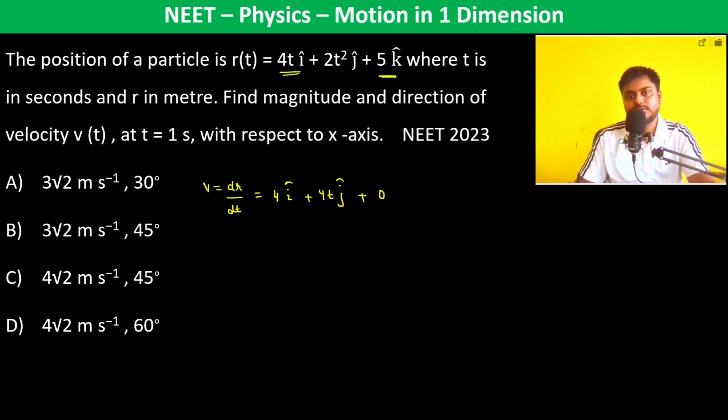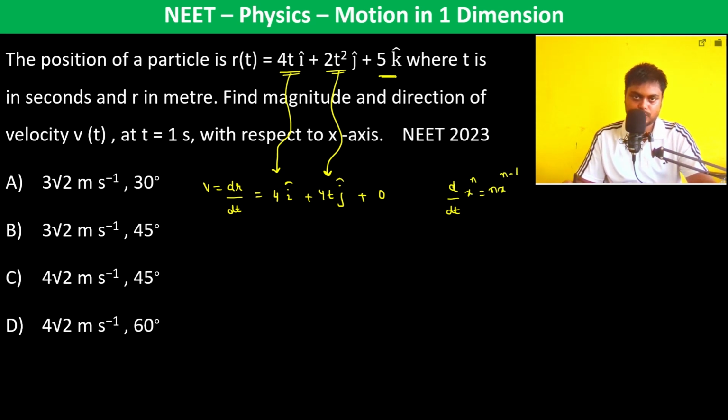So 4t's differentiation is 4, 2t square's differentiation is 4t, as d by dt of x to the power n is equal to n x to the power n minus 1. So it was t square, so therefore d by dt of t square is going to be 2t, and d by dt of t is going to be 1. So that's why we have written like this. So therefore the velocity at 1 second is going to be 4 i cap plus 4 j cap.